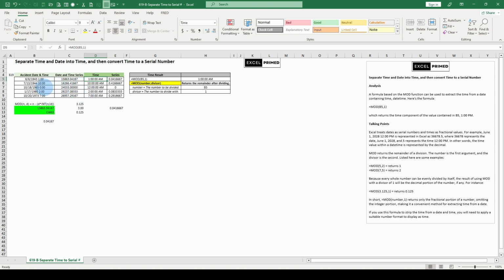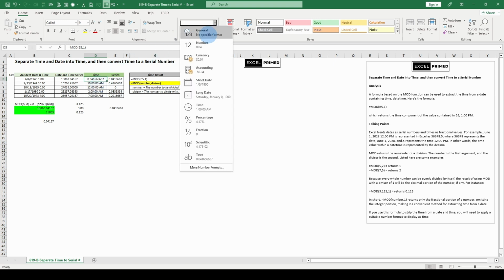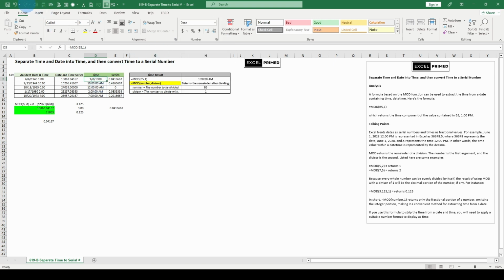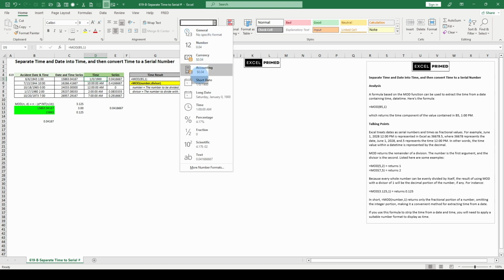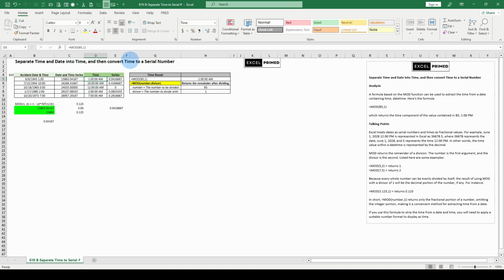24033 at midnight shows zeros. What do we get? MOD's going to give us 12. And then what's the serial number? 0. Here's the serial number. All we did is go up here and go General. If you want the date, you can go to Short Date. I meant to hit Time. So hit Time, 1 a.m.